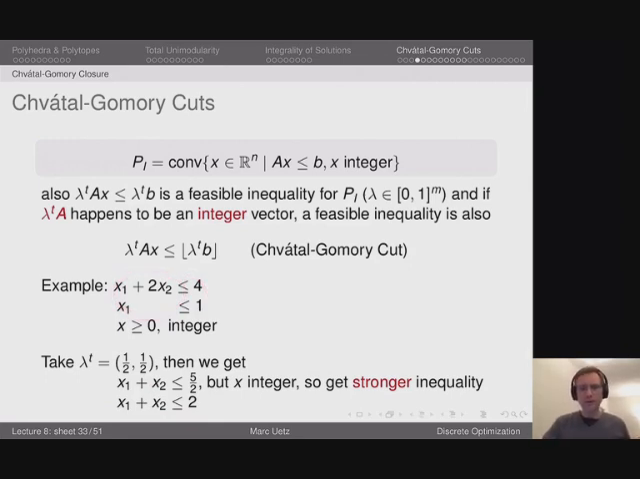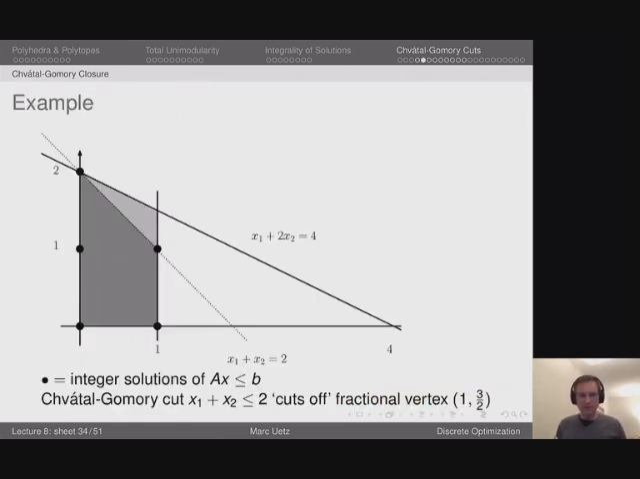And by rounding down the right-hand side. So I have the same example also in an illustration here. So this is my constraint that x1 should be at most 1. This is my original constraint, namely x1 plus 2x2 should be at most 4. Originally, in the description of my problem, everything should be non-negative, so the original description of the problem would give me this feasibility polytope.